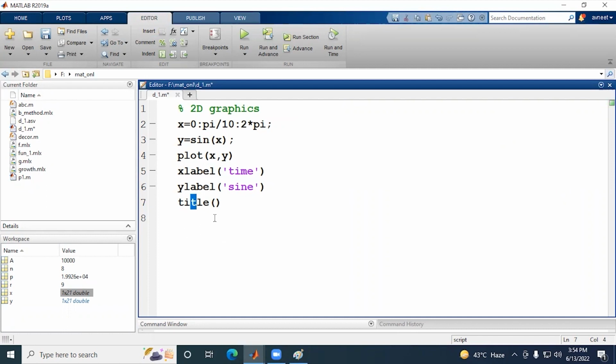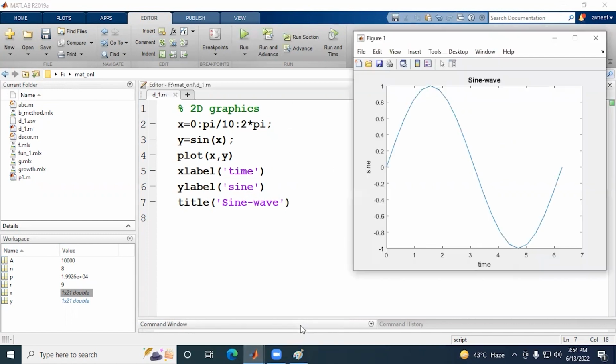But this is how it is defined in MATLAB. So I am just using the predefined functions. I cannot change the documentation of MATLAB. They are using it in this way. So my title is sine wave. Okay, run it. And what is it going to do? This is time, this is sine, this is sine wave.